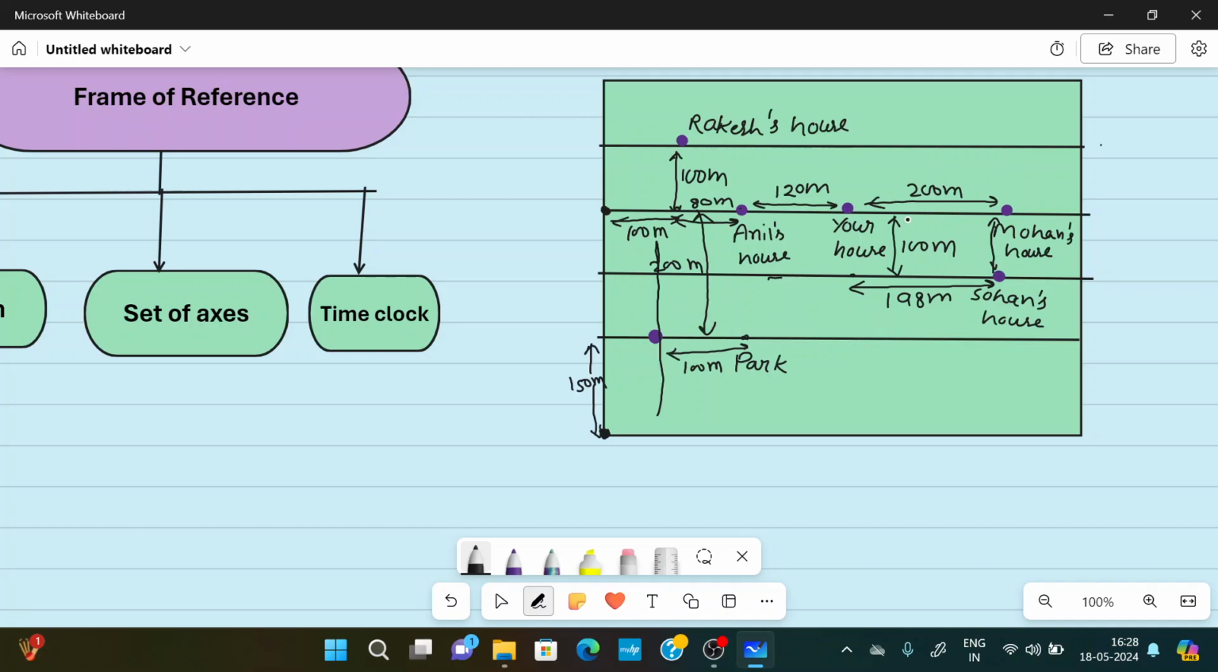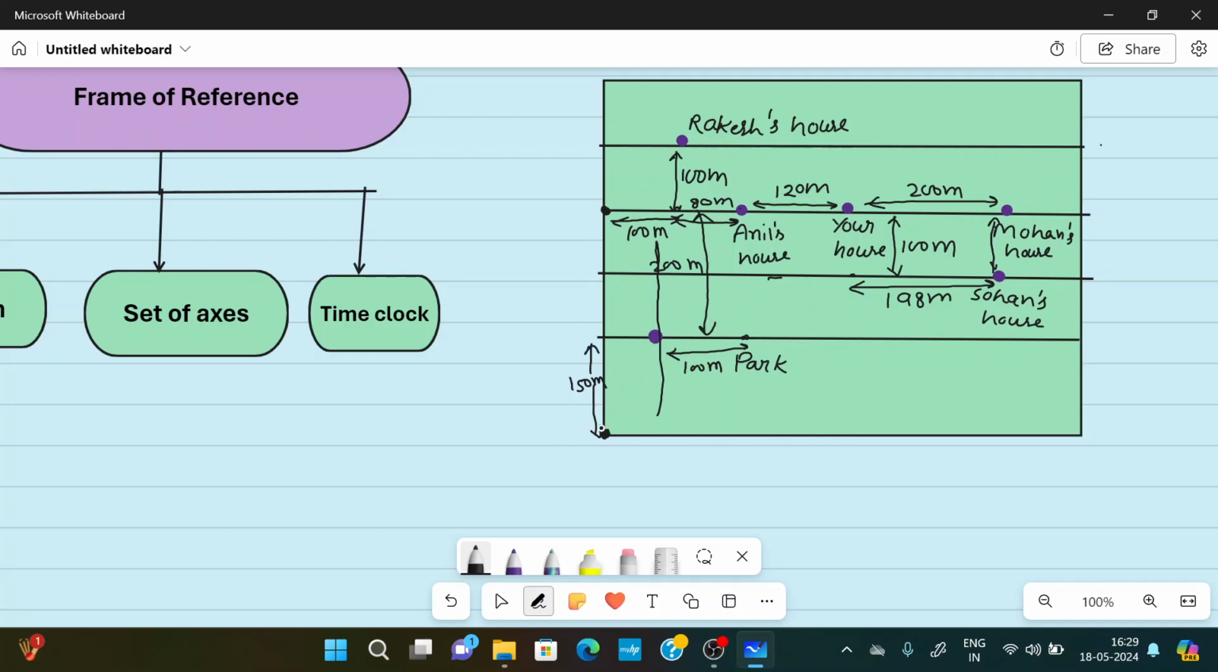Now, if you want to describe the position of your house in a single way to every person in the town, then you will choose a reference point or two reference lines in such a way that everyone knows about the reference point and reference lines.